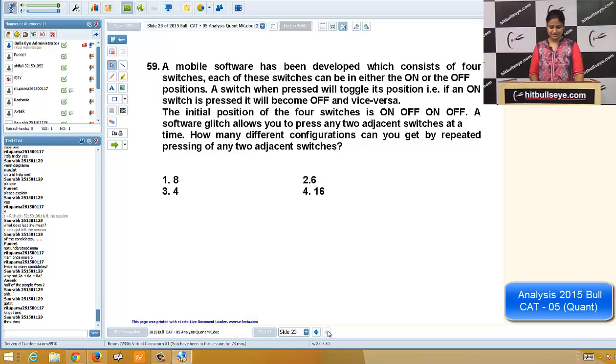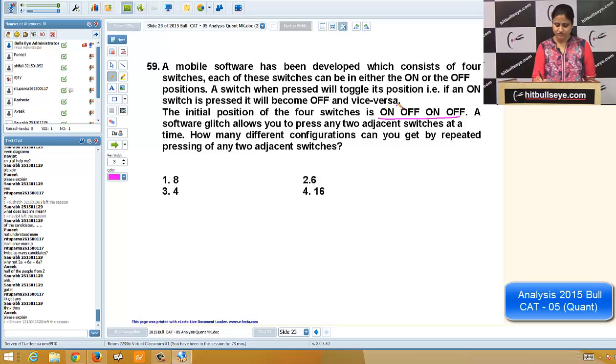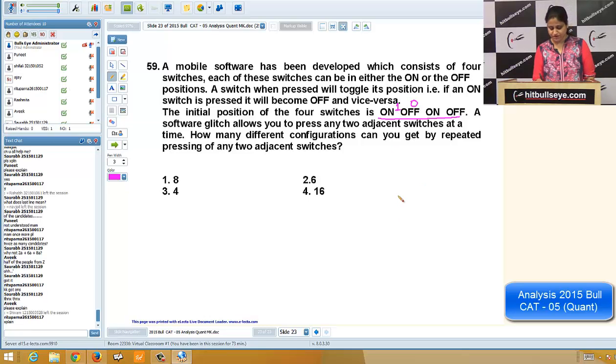59th question, easy. In the last year CAT, we had a similar question. A mobile software has been developed which consists of 4 switches. Each of these switches can be in either the on or the off position. A switch when pressed will toggle its position. The initial position is given as on, off, on, off. Instead of writing on, off again and again, I'm using 1 for on and 0 for off. So the initial position is 1, 0, 1, 0.